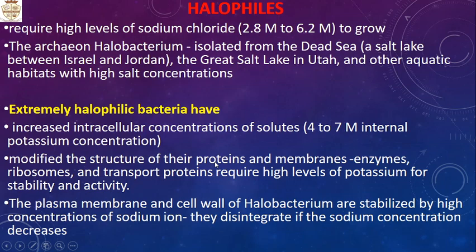So these extremely halophilic bacteria, first of all, have increased intracellular concentrations of these salts, sodium or potassium. Second, they have modified the structure of their proteins, membranes, enzymes, ribosomes, transport proteins, everything requires high levels of salt for stability and activity. Even the plasma membrane and cell wall are all stabilized by high concentrations of sodium or potassium ion. They disintegrate if the concentration decreases.